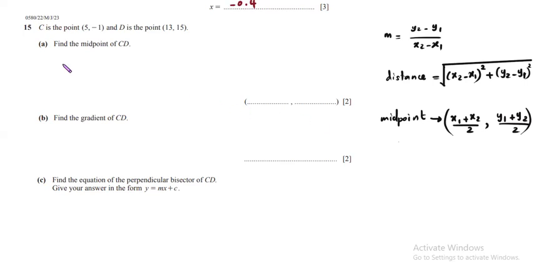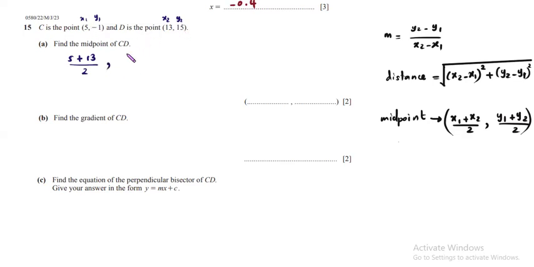Now the first one is to find the midpoint of CD. So we've got to label the points here. I'm going to label them as x1, y1, x2, y2. To calculate the midpoint, I'm going to use the midpoint formula, that is, to find the average of the x values and the y values. Add x1 and x2. x1 is 5, x2 is 13. Add 5 and 13. I need to divide it by 2. This will give us the average of the x values.